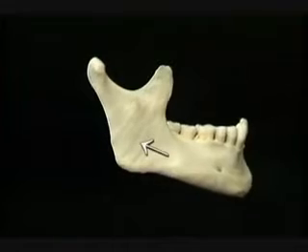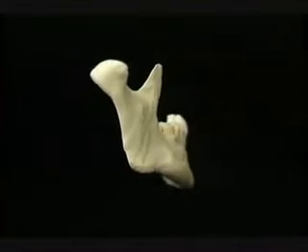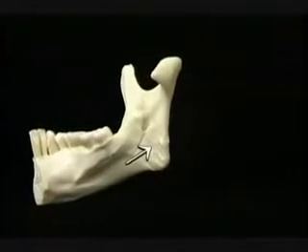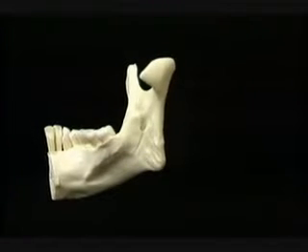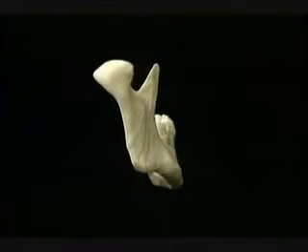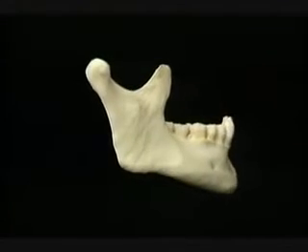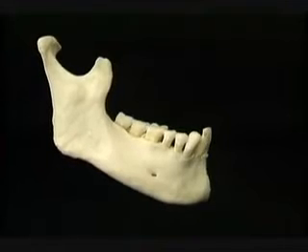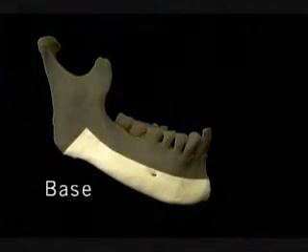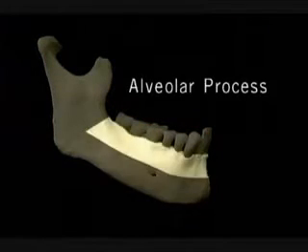The angle of the mandible is roughened on the outside and on the inside by the insertions of a matching pair of muscles, the medial pterygoid on the inside and the masseter on the outside, which we'll see shortly. The body of the mandible is described as consisting of the base and the alveolar process.